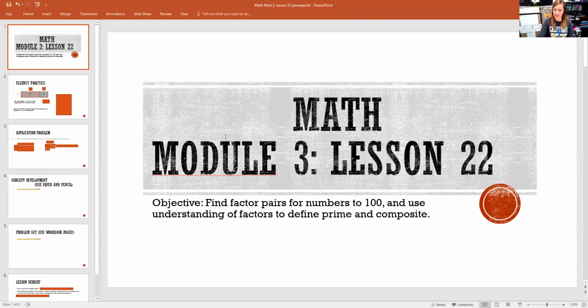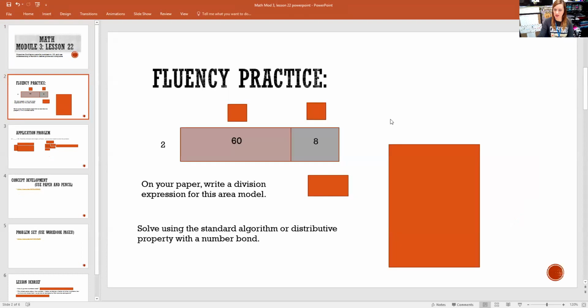Okay, we're going to start our math lesson. Let me share my screen here. Okay, this is module 3, lesson 22. Our objective is to find factor pairs for numbers to 100 and use understanding of fractions to define prime and composite numbers. Okay, we're going to start with our fluency practice.